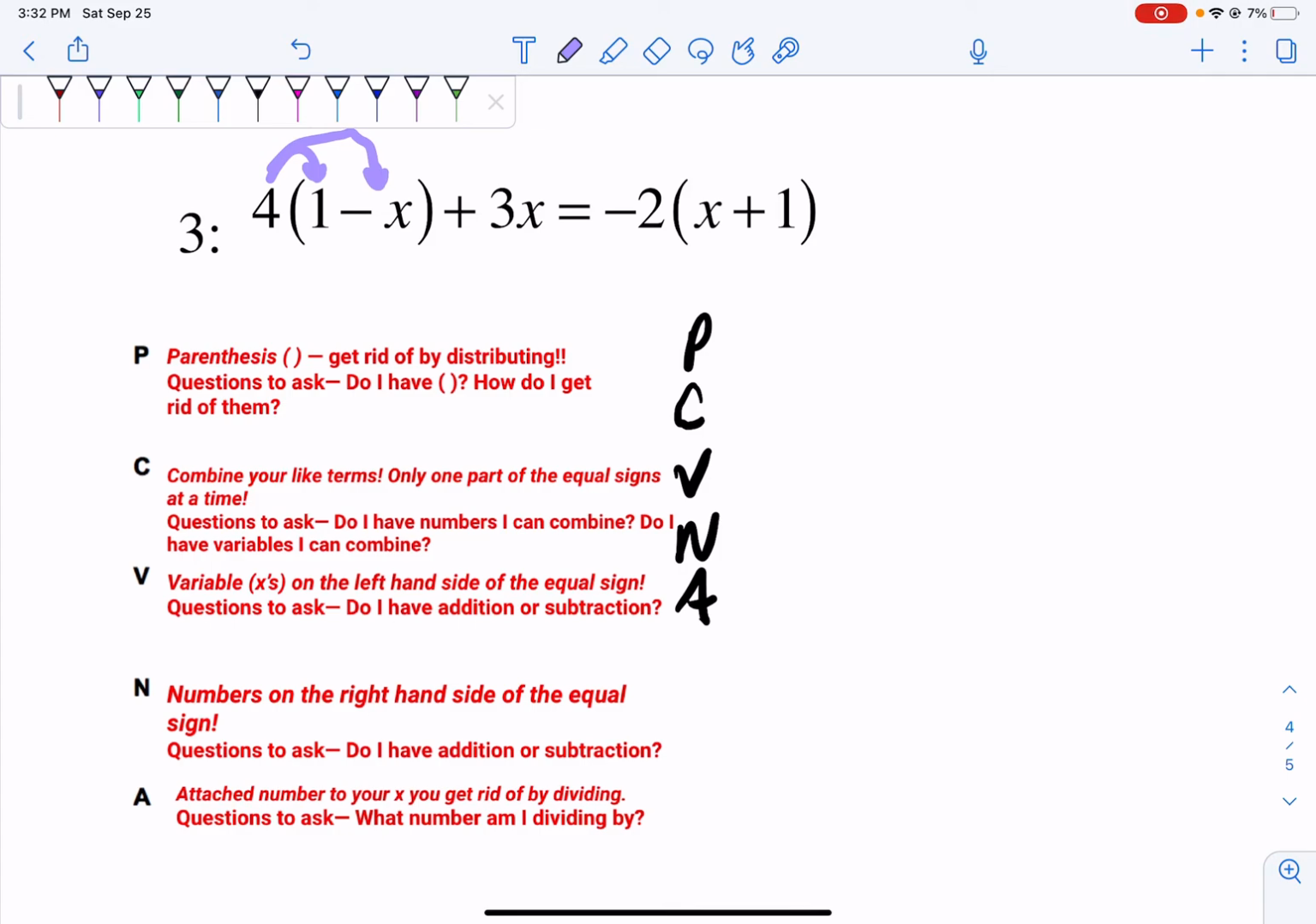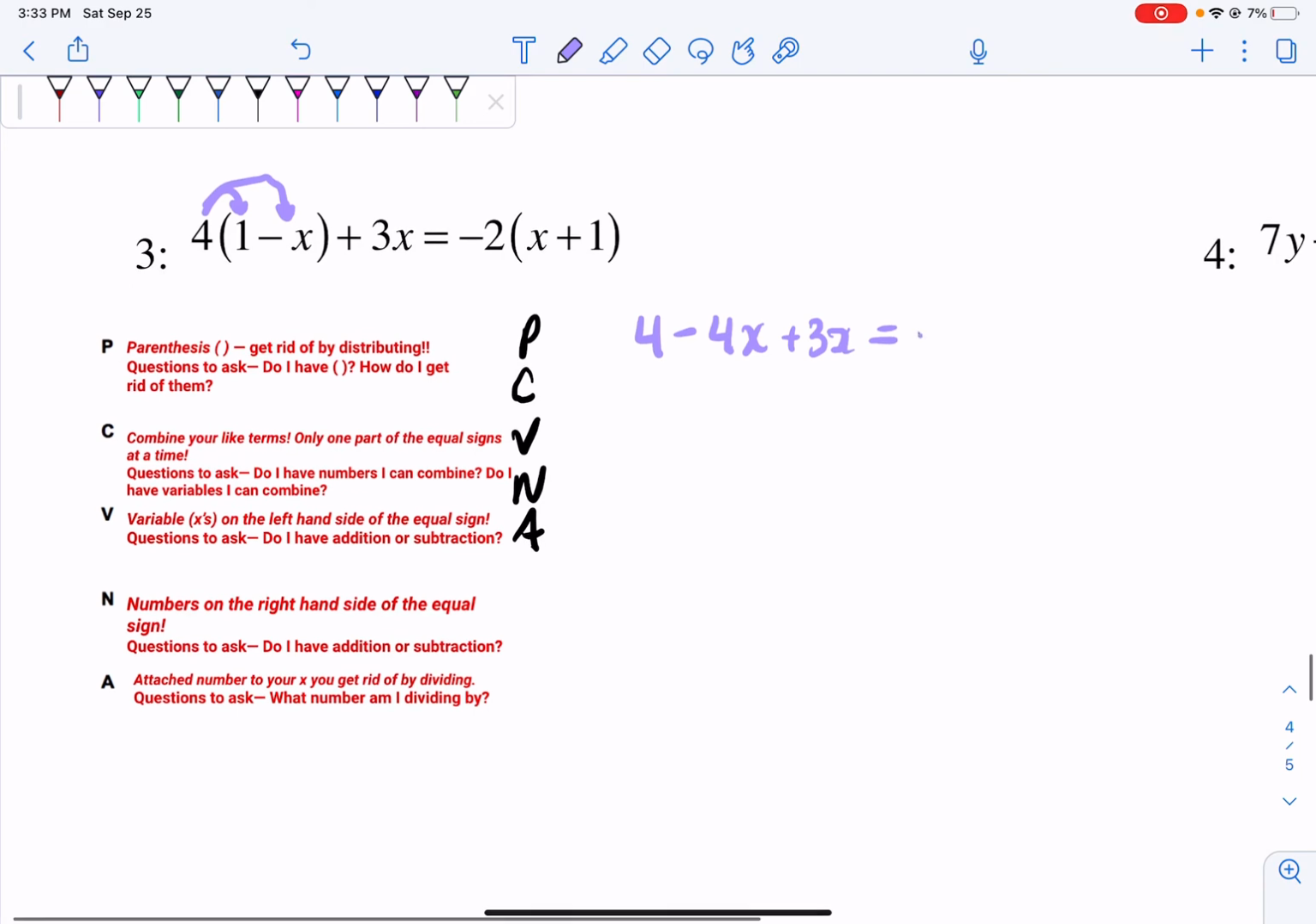4 times 1 is 4. 4 times negative x is a minus 4x. And then I have my plus 3x. And that's equal to negative 2 times x plus 1. So I didn't distribute my negative 2. I can distribute.